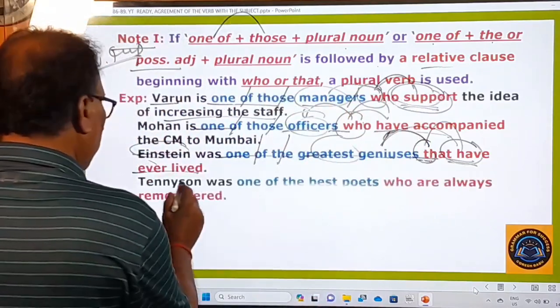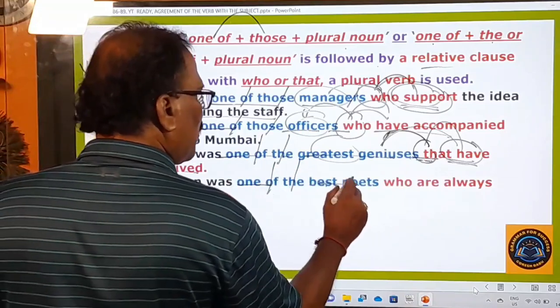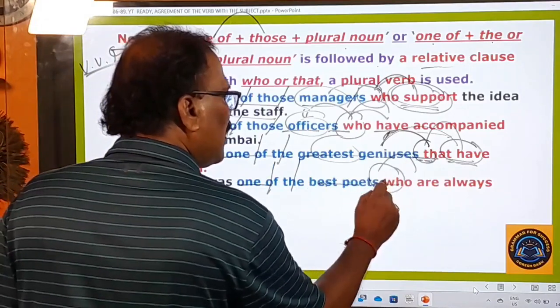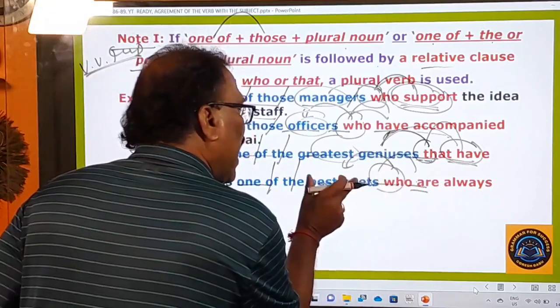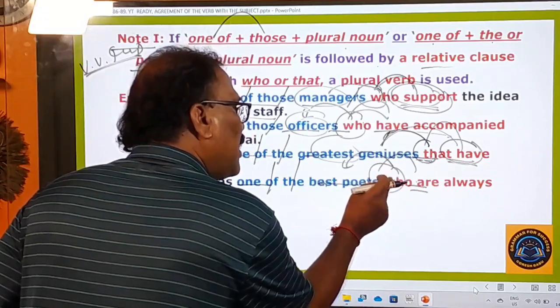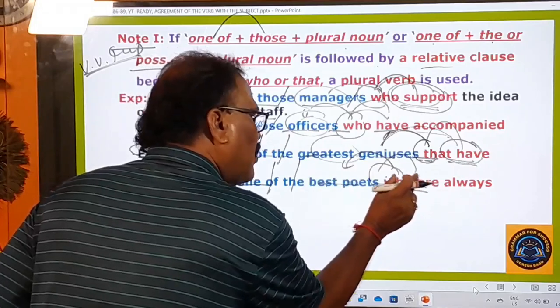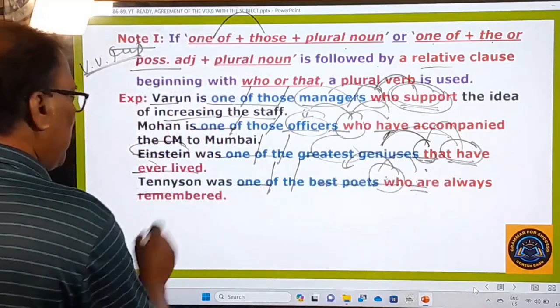Now let's go to, Tennyson was one of the best. One of is there, the best is there, poets. So here, who, after this relative pronoun, what are you using? Why are you using that? Because of this antecedent. Before this relative pronoun, what is the antecedent? Best poets. According to this you are using this, not according to Tennyson. That's why, who are always remembered, right?